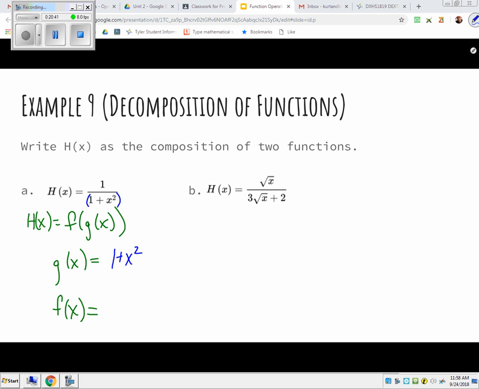And then for my outside function, I think of it as asking myself, what am I doing to that 1 plus x squared? Well, for my outside function, it's just 1 over what my previous function was. And you can definitely check your answer. If I was to plug this blue function into that x down there at the bottom, I do get back to where I started.